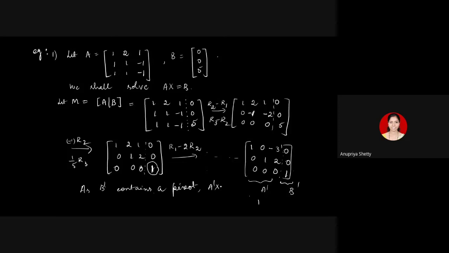So at this point, you can mention that as B dash contains a pivot, A dash x equal to B dash has no solution. Hence, Ax equal to B has no solution. Ax equal to B has no solution. I hope this is clear.